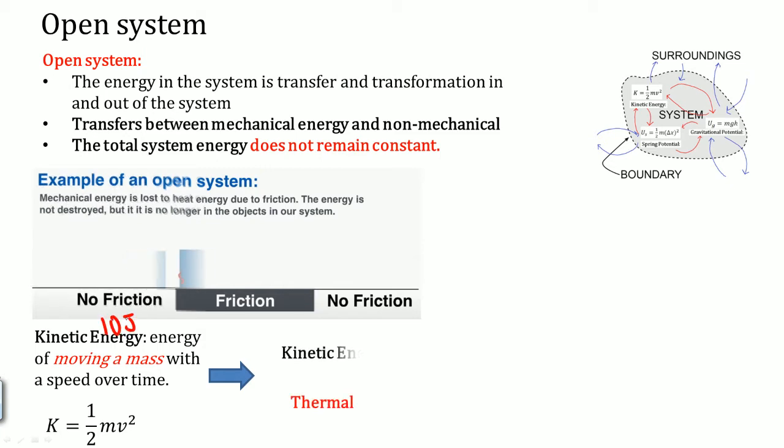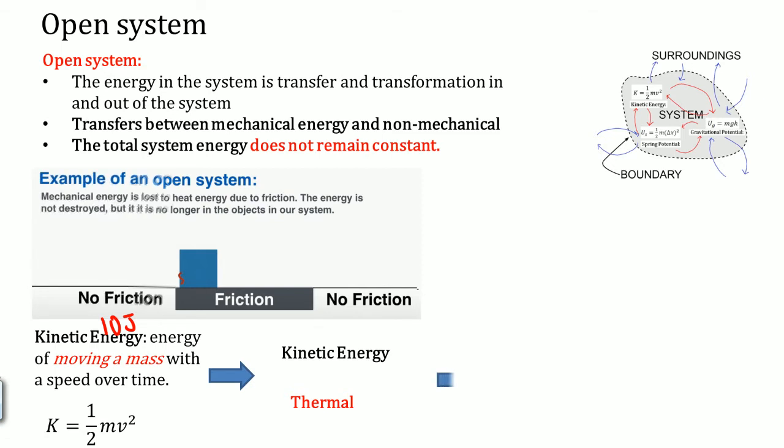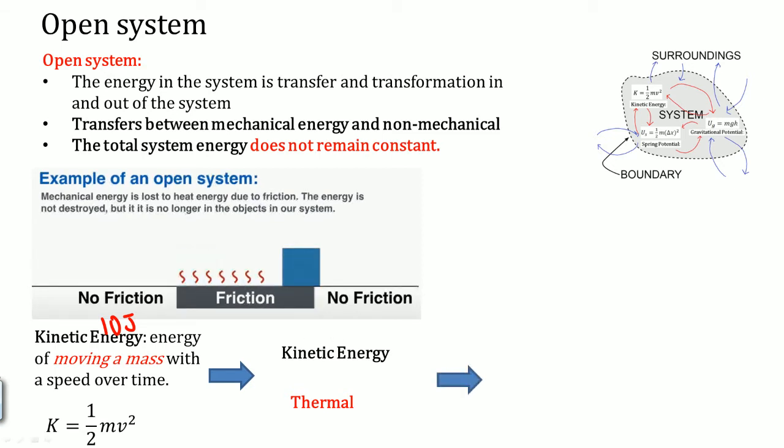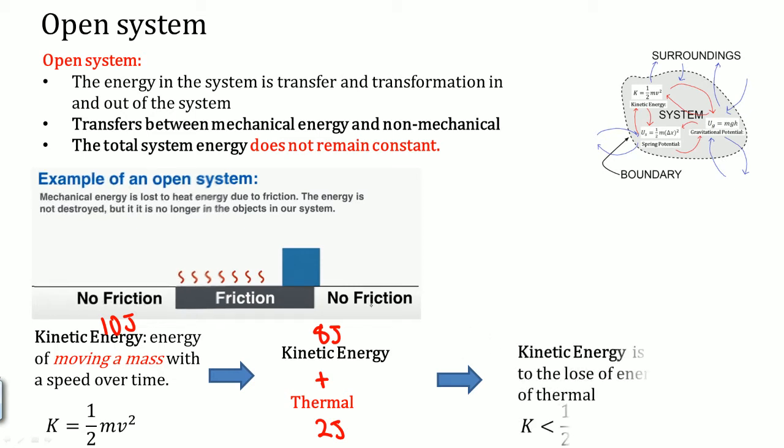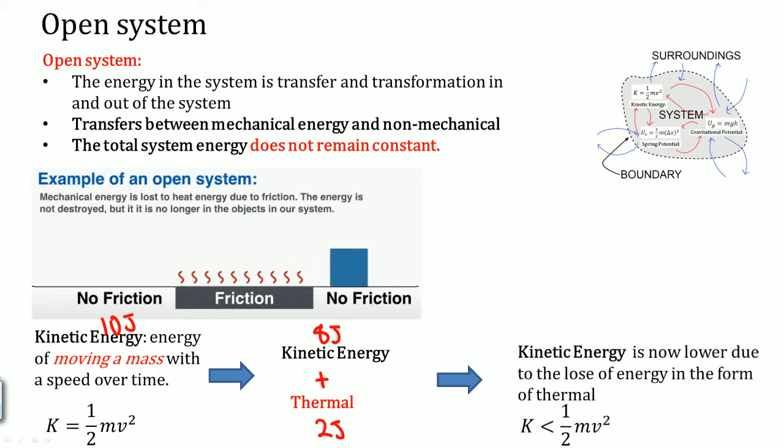As it slides over friction, it's going to start heating up. So energy is going to start being transferred. Now here, when it is over the surface, it has both kinetic and thermal energy. In this case, let's say it would be 8 joules of kinetic energy, and there's 2 joules of thermal energy. So in the end, as it gets out of the friction blocks and goes to the non-friction block, the total here is 8 joules.